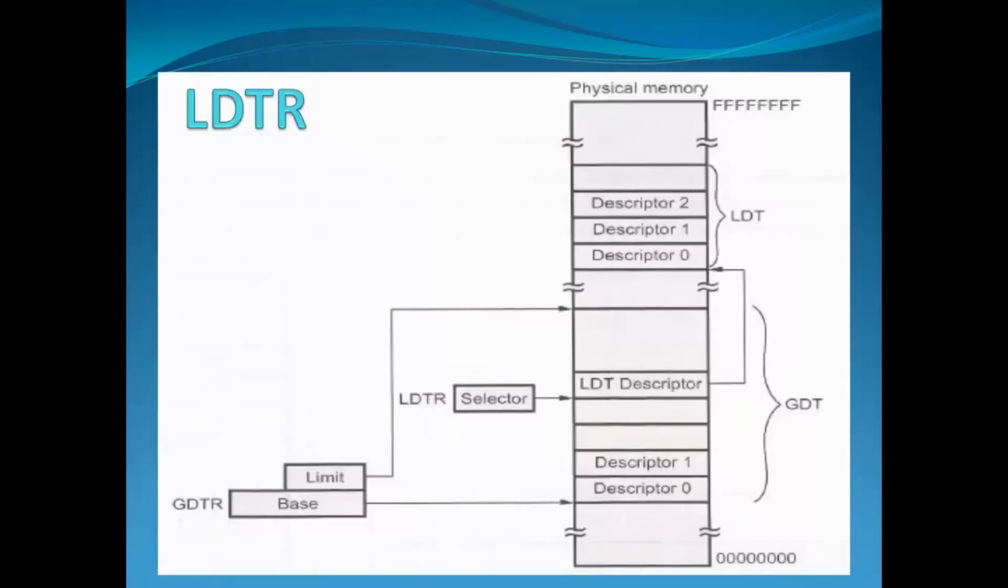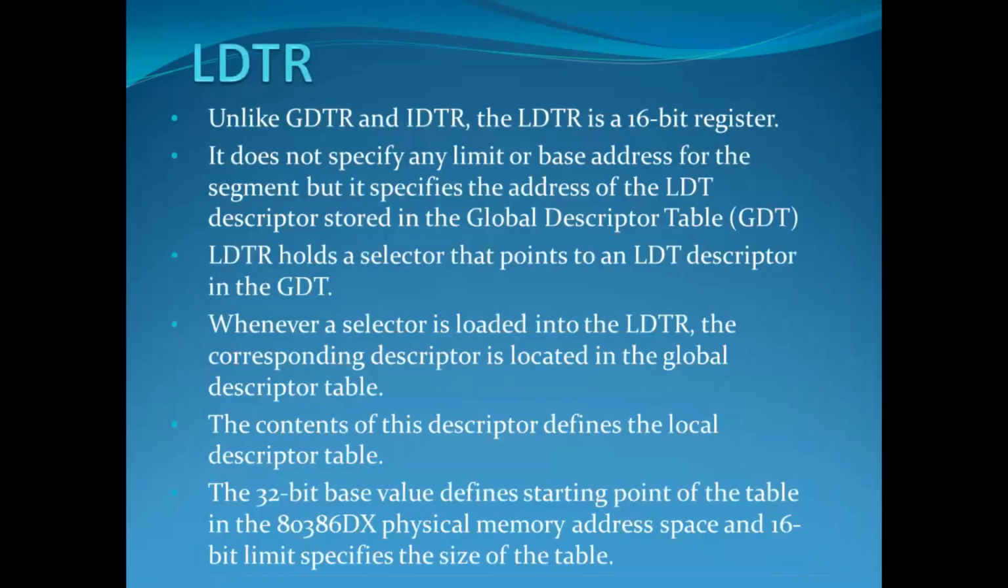The LDTR, as shown in the figure, has the limit and a base. The LDTR selector is there, which points to the LDT descriptor, and the descriptor tables are there, which are used to access the tables. Unlike the GDTR and IDTR, the LDTR is a 16-bit register. It does not specify any limit, whereas the IDTR and GDTR have a 16-bit limit.